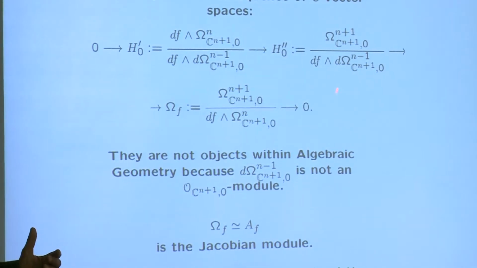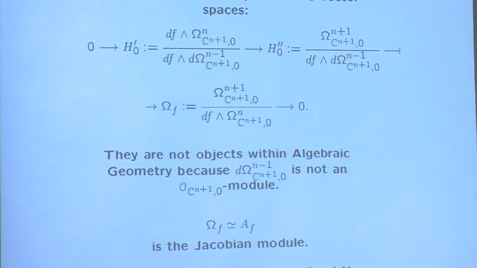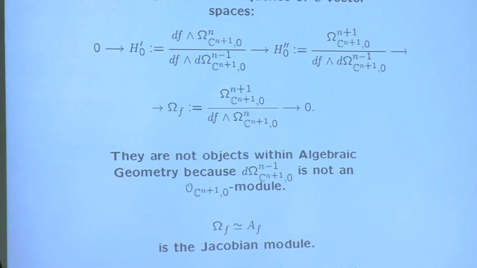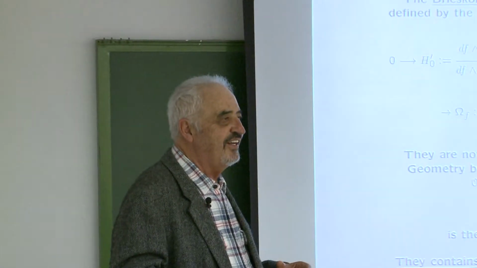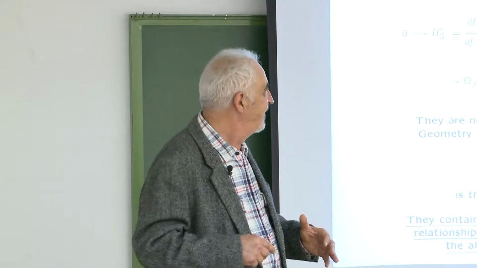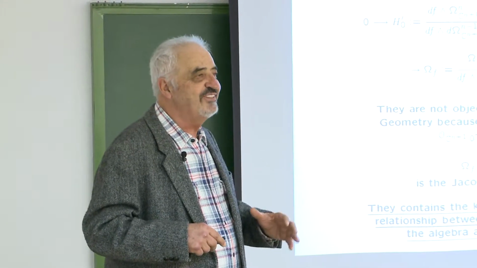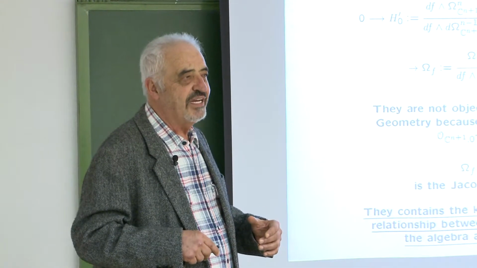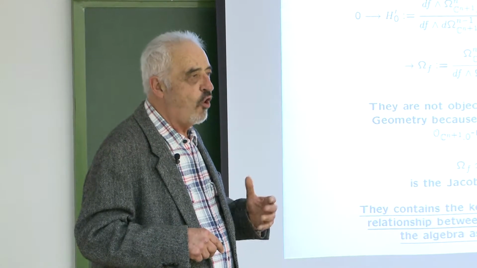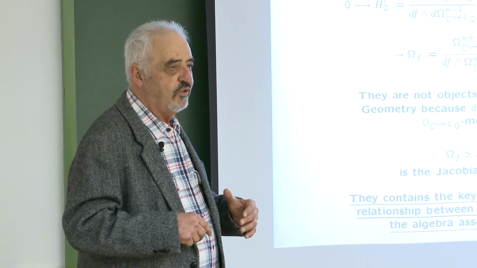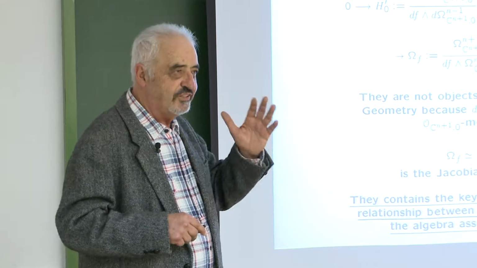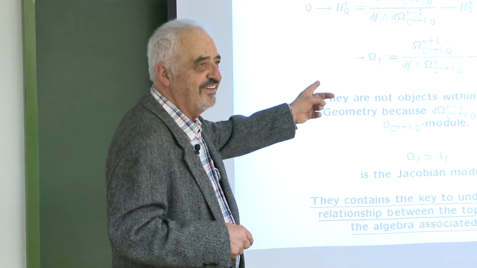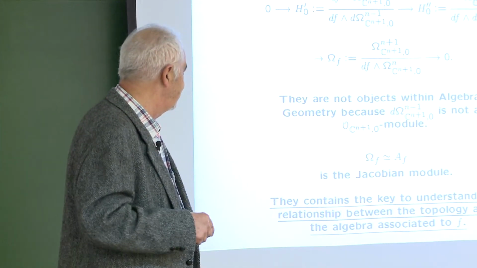Now, this is not an object in algebraic geometry. Algebraic geometry, as was taught by Serre and Grothendieck, is a theory about O modules. The omega n minus 1 is not an O module. So when you do this division, you have to do this division as vector spaces because it's not an O module. So at the moment that we do this, if you're a straight algebraic geometer, you're out of the game. This is not an algebraic geometric object.